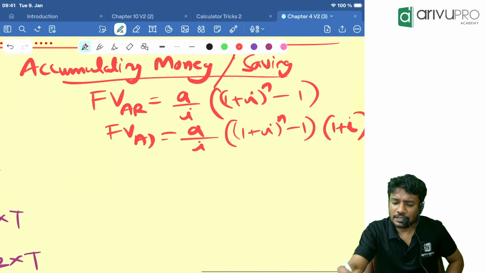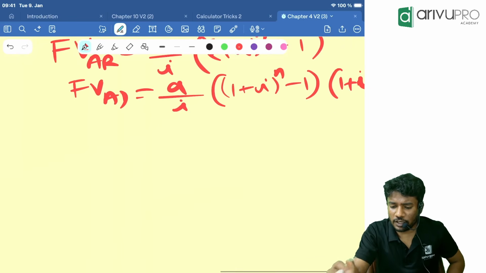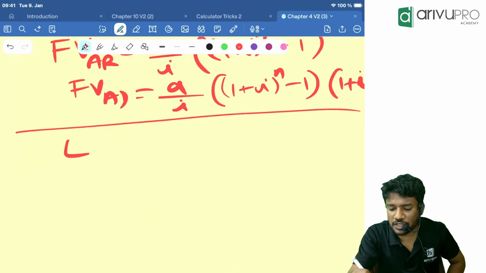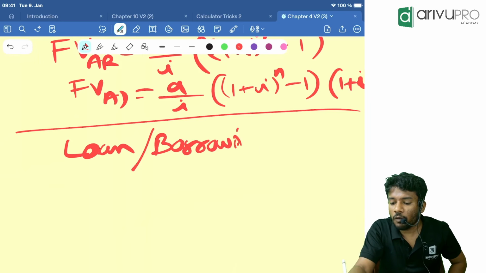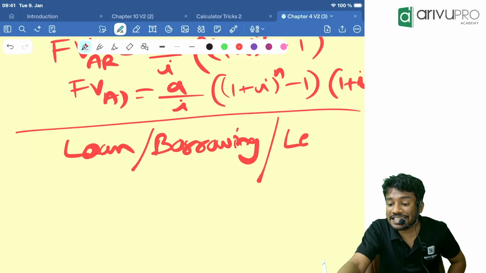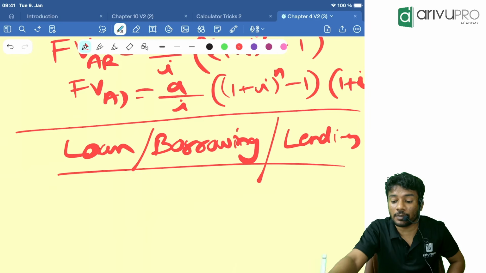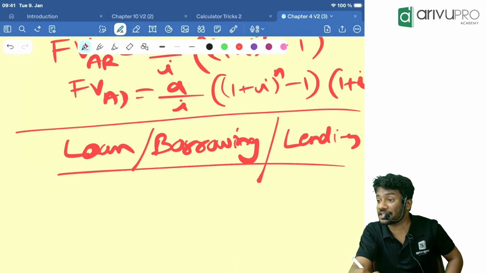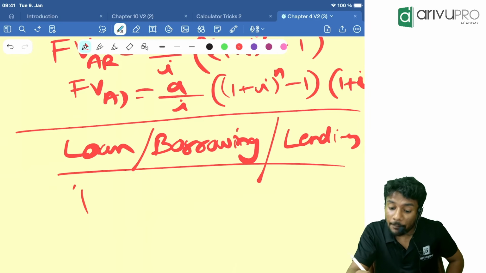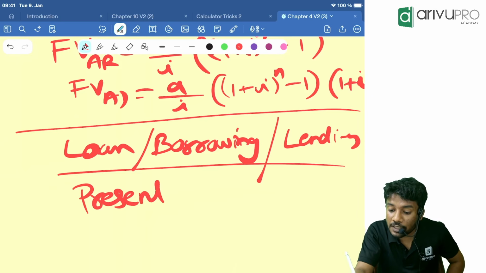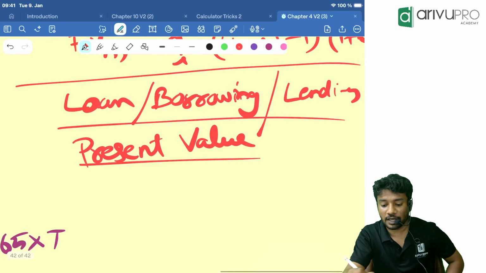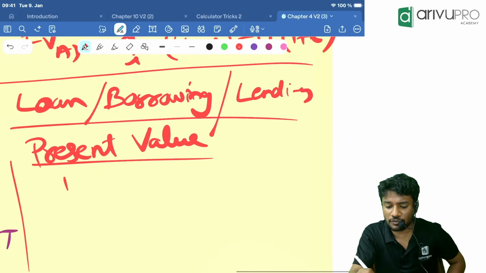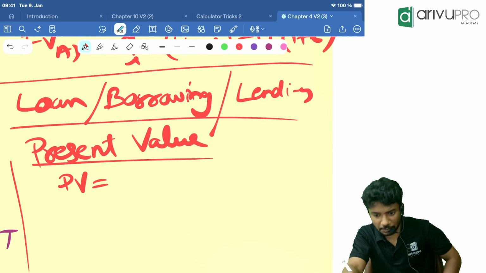Now, people, the second thing we studied was loan. Whenever loan is mentioned, correct? Loan, or borrowing is mentioned, or what? Lending is mentioned, everything will come under what? Leasing is mentioned, everything will come under what? Present value. People, the formula for present value. We will study one formula. What is the formula for present value? Which is nothing but what?